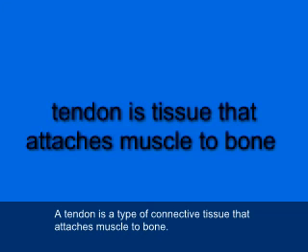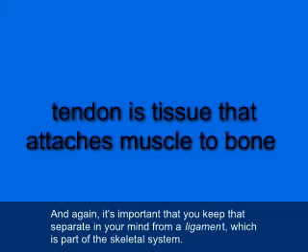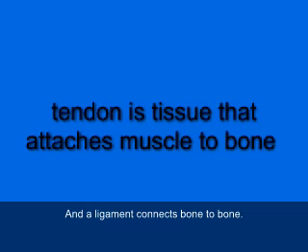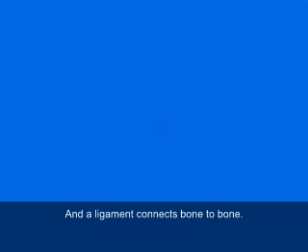A tendon is a type of connective tissue that attaches muscle to bone. And again, it's important that you keep that separate in your mind from a ligament, which is part of the skeletal system. And a ligament connects bone to bone.